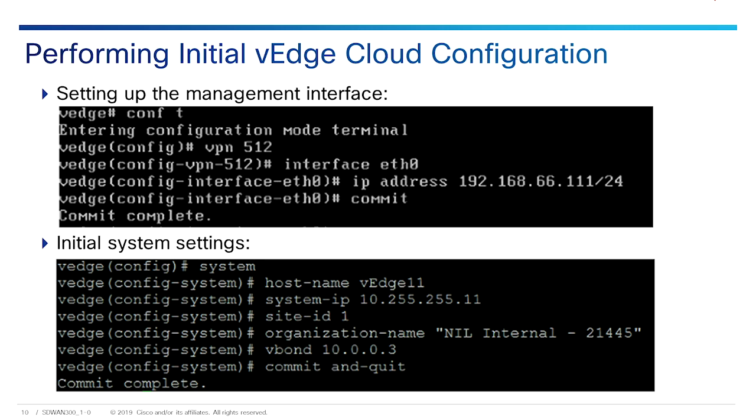Then the organization name. Remember, the organization name has to be configured 100% accurately. If there's an extra space or anything else, the site will not come up. Okay? And then the IP address of vBond. And then we do a commit and quit to save. What I would do is I would template this, and when you're configuring these manually, make sure you copy and paste them in so that there's no error.